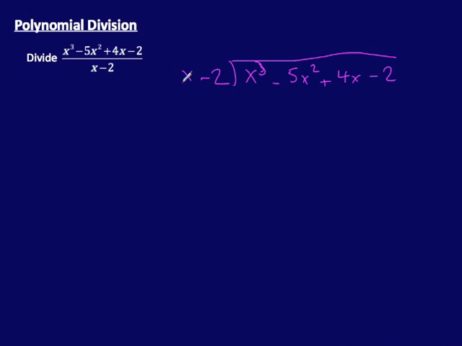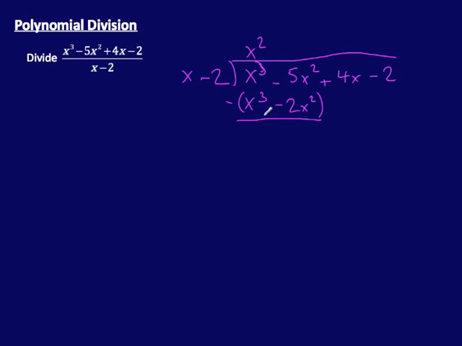What do I need to multiply x by to get x to the third? I need to multiply x by x squared. x times x squared is x to the third. We also multiply x squared by the negative 2, which leaves us with negative 2x squared. We then subtract that from the original polynomial, like when we subtracted 84 from 87. Here we're subtracting x cubed minus 2x squared from x cubed minus 5x squared.